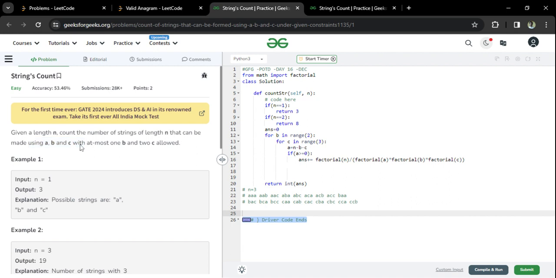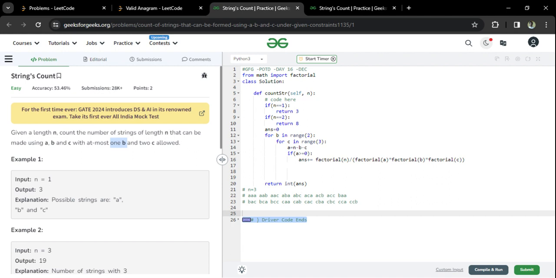Now see this part of the question. It's the most important part. They're saying we have to find the number of strings of length n that can be made using a, b, and c with at most one b or two c's allowed. Please understand the meaning of the word at most. At most means there can be either zero or this one. For example, when we talk of b, there can be either zero b or there can be only one b. These are the only two possibilities for b.